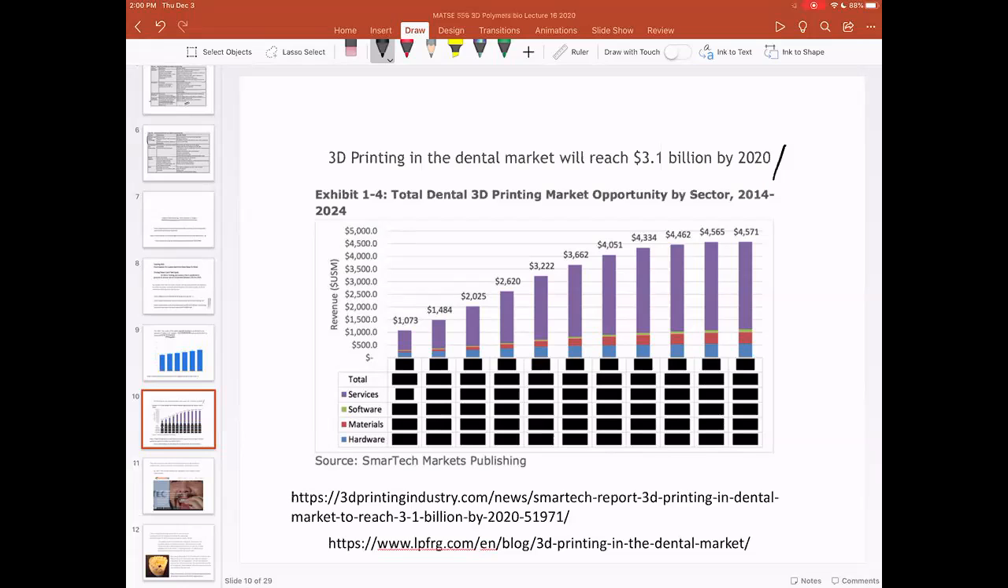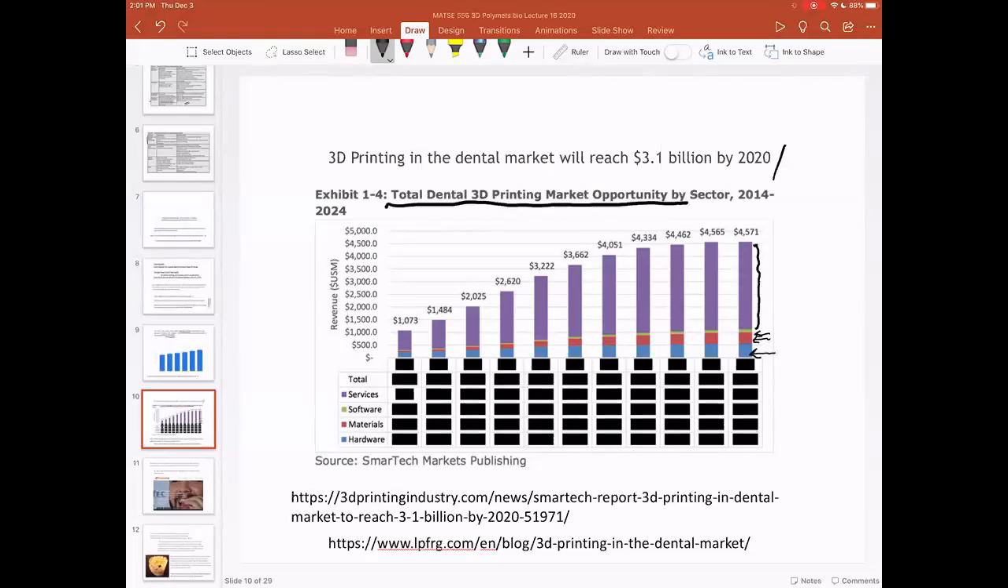And so you see how things are broken down here in terms of the total dental 3D printing market opportunity. So you've got services, selling dentures, selling aligners, the doctor's fees, all of the service that you provide to sell the hardware. So you buy a printer, you buy some materials, you buy some software, and then you can sell dentures and you can sell braces and other things like that. So there's a lot of room there.